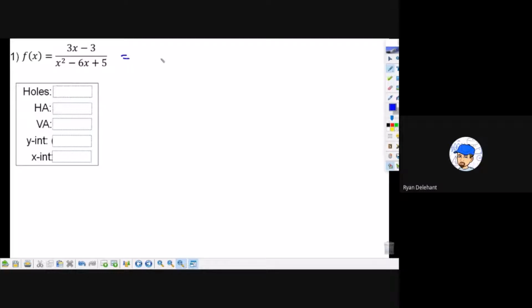So what happens here? Let's talk about the numerator. What's the common factor in the numerator? 3x and minus 3 have a 3 in common. So I can write that as 3 times (x minus 1). Because what I'm doing by factoring is I'm looking for something to cancel, because this is where I'm hunting down what the holes are. Now I need to factor x squared minus 6x plus 5.